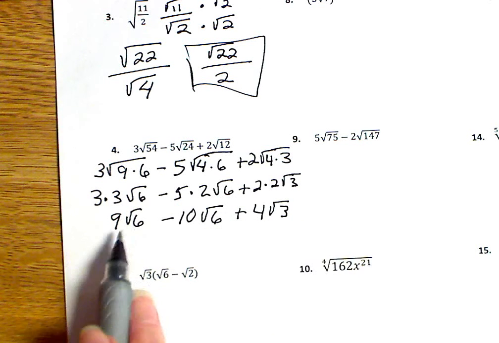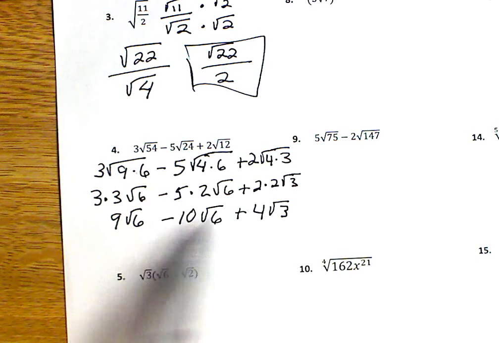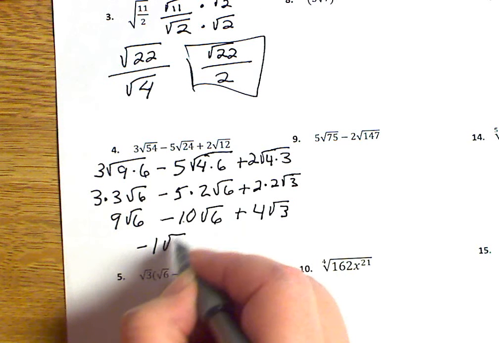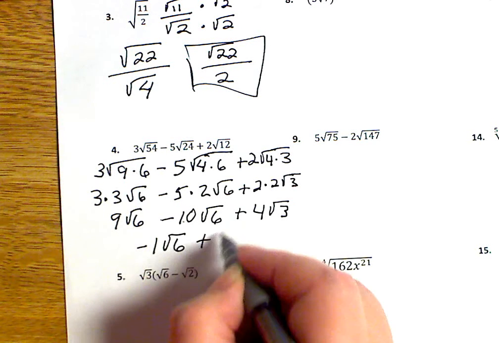They have to look alike. You have to combine like terms. So these two are like terms. So we have 9 minus 10 gives me a negative 1 square roots of 6 plus 4 square roots of 3.